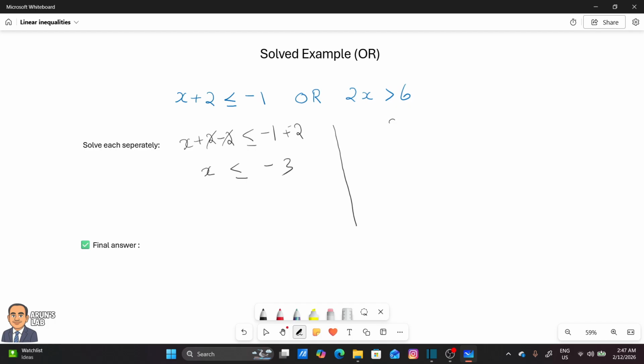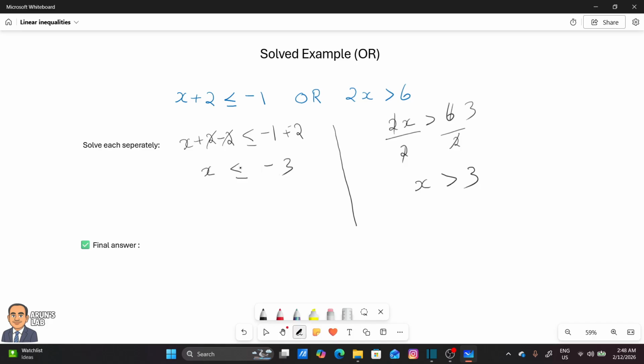What about the right side? 2x greater than 6. So we divide by 2 on both sides. The 2 cancels, and this is 3. So x greater than 3. These are the two sets of x values. In this OR case, we need to combine them together, so let's convert this into interval notation.